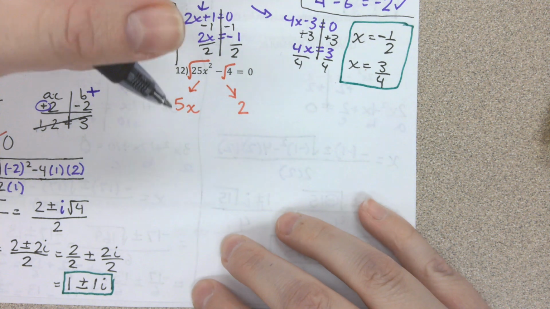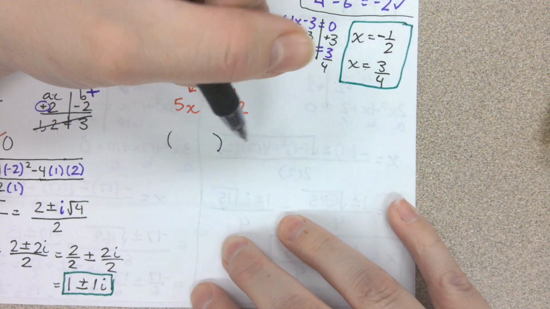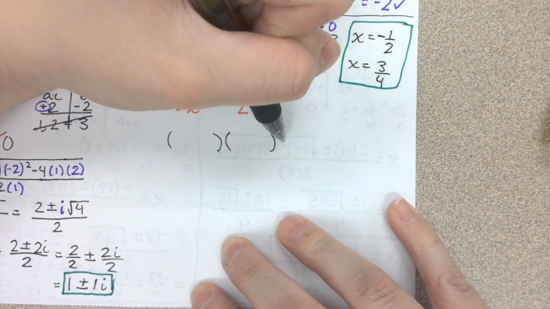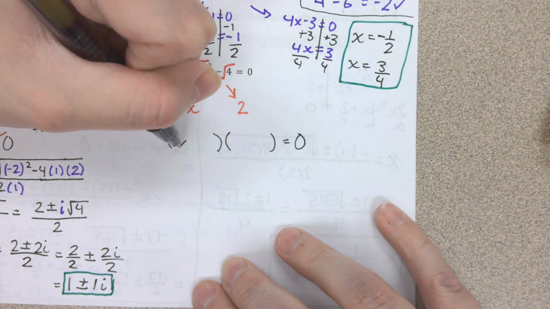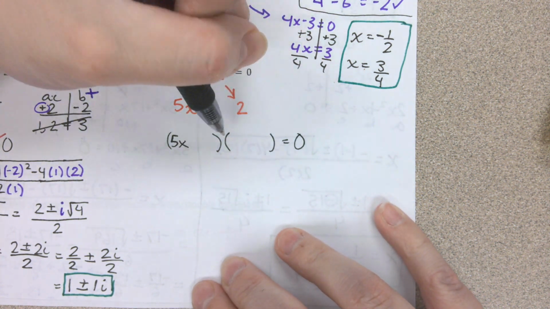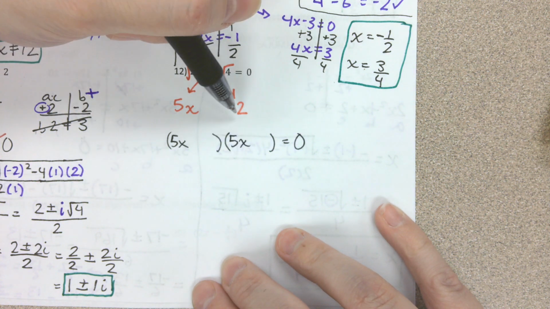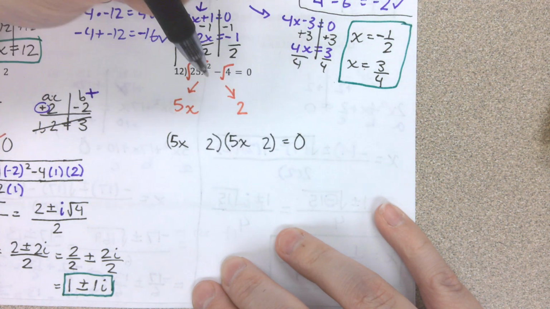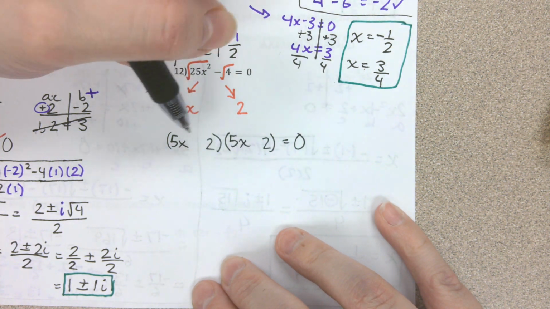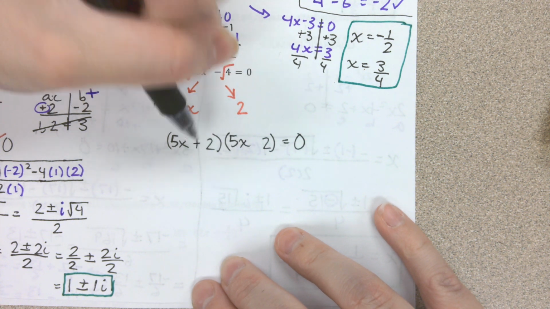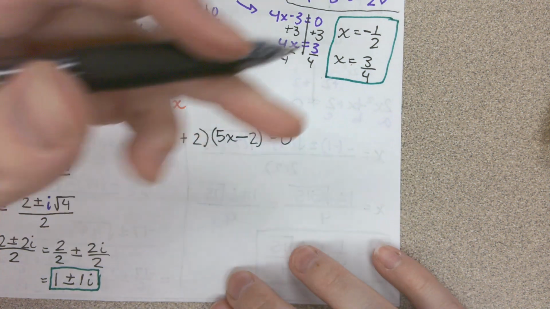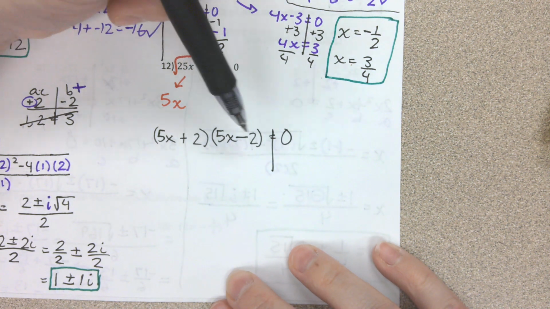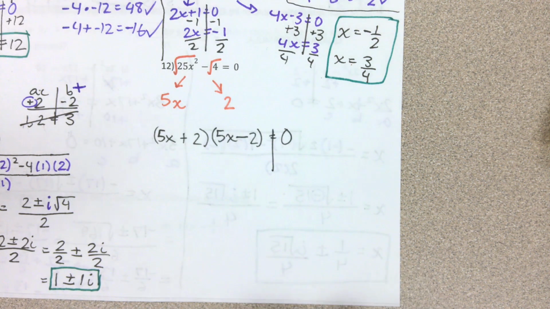Let's build our answer. We're still going to have 2 sets of parentheses. Don't forget the equals 0. 5x goes in the front, just like how the 25x squared is in the front. The 2 goes in the back, just like how the square root 4 is. And then we need one of each sign. We need a plus and a minus. So we have this equal to 0. Now we just got to split these up and solve.